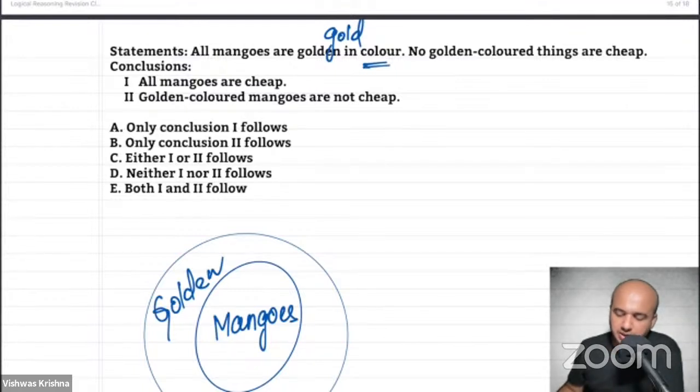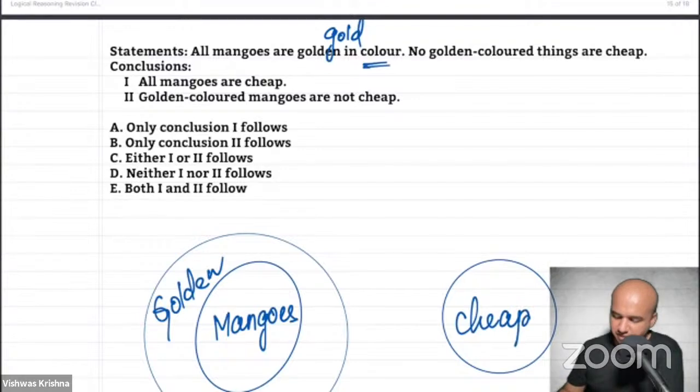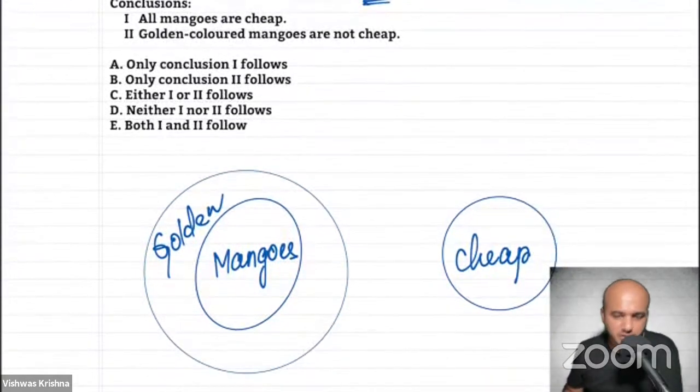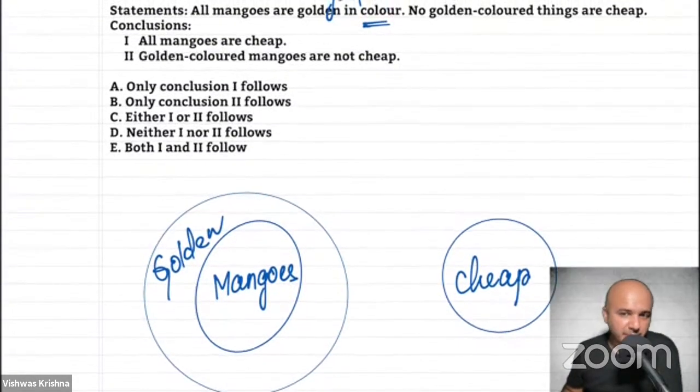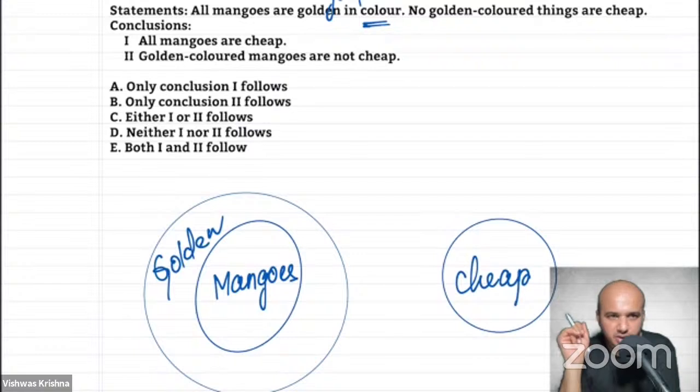No golden colored things are cheap. Okay, we have one more circle. We'll call this cheap. This is the relationship as depicted in the statements. On one part, we have mangoes, which is part of the bigger circle, golden. And on the other hand, we have cheap. Now let us look at the conclusions.